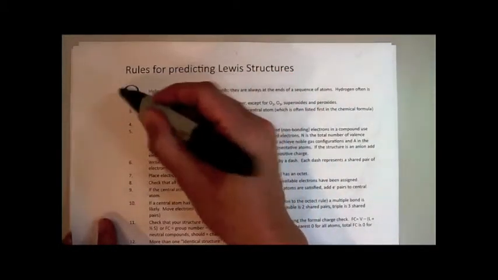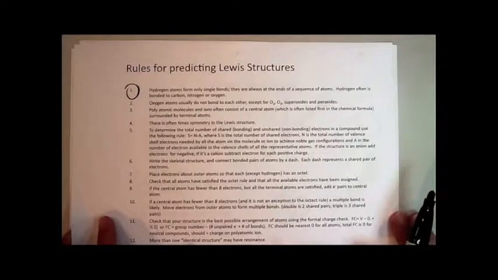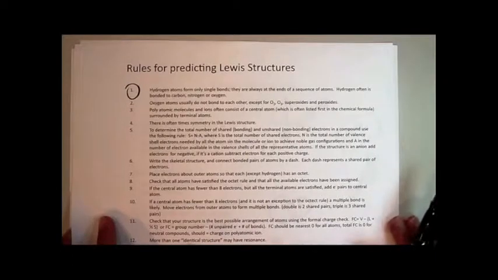The first rule, though, I'll point out right here, is hydrogen atoms form only single bonds. So they're always at the ends of a sequence of atoms. Also, if you're given a choice, hydrogen is often bound to carbon, nitrogen, or oxygen. So that's just like a little rule, FYI, to keep in the back of your head.